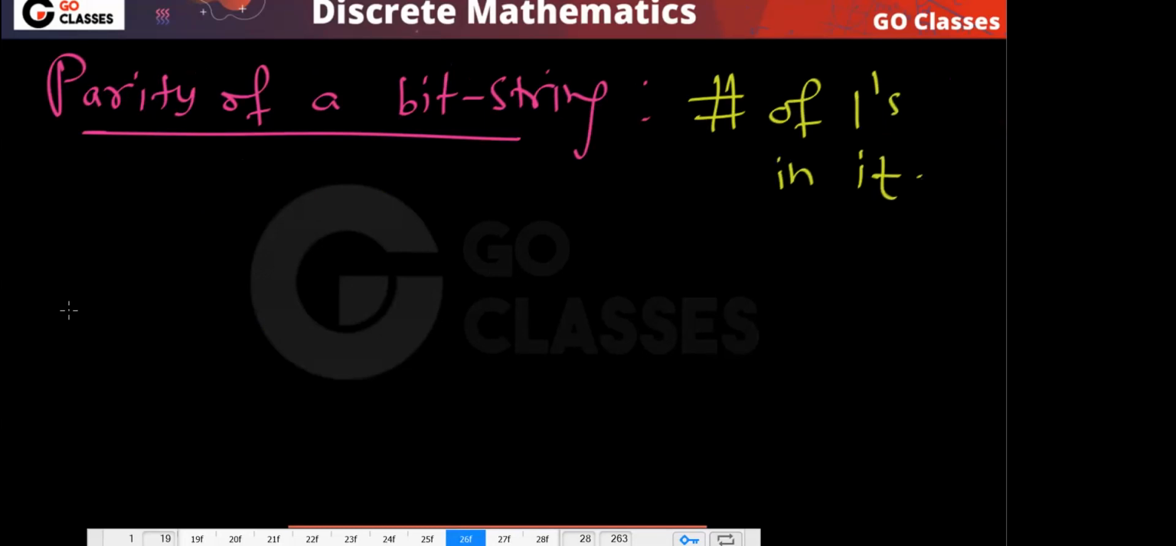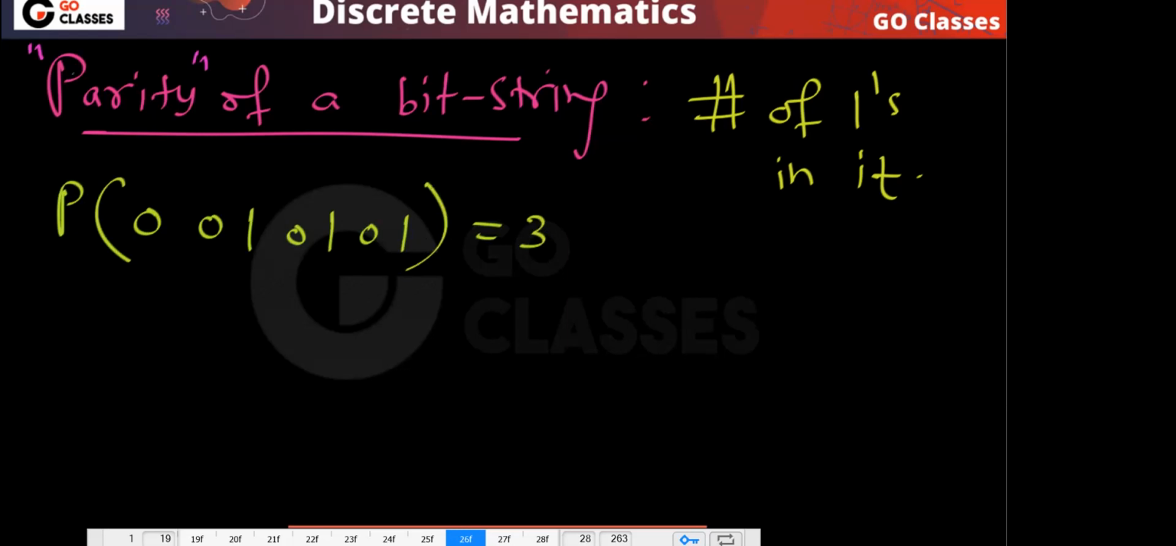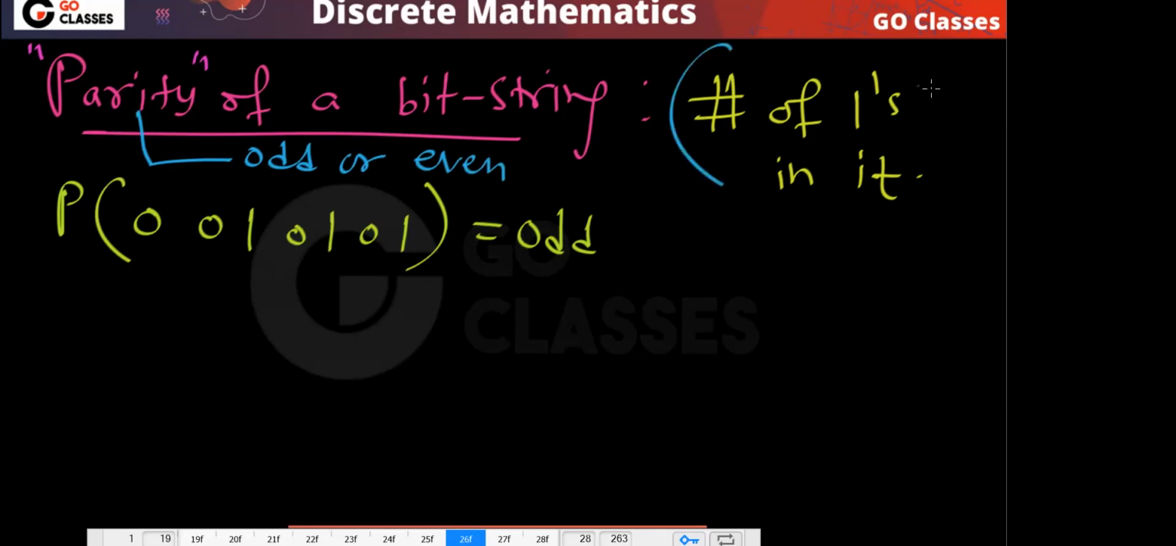So very simple. What is parity of a bit string? If I give you a bit string, for example this one, then what is the parity of this bit string? That is 3, or I can say that it is odd. Remember, parity is odd or even, and that is defined based on the number of ones in it. So this string has parity odd. What is the parity of this string?